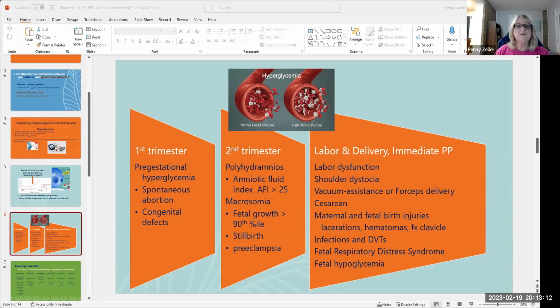When you think of fetal outcomes, because the fetus now has no glucose once that cord is clamped, we need to get that baby breastfed in the first hour or two, because that baby can easily develop hypoglycemia. And then also the respiratory distress that goes along with high insulin levels.